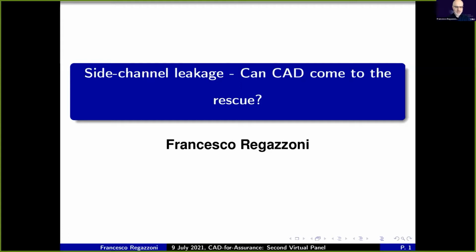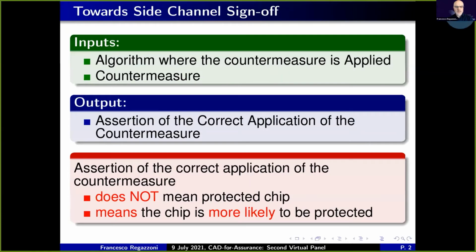The most interesting aspect of my research for today is the work I'm doing on automatic application of countermeasures and on the verification of power analysis countermeasures. So we start with the first question: sign off of a side channel at the chip level. Yes, for me it is a clear yes.